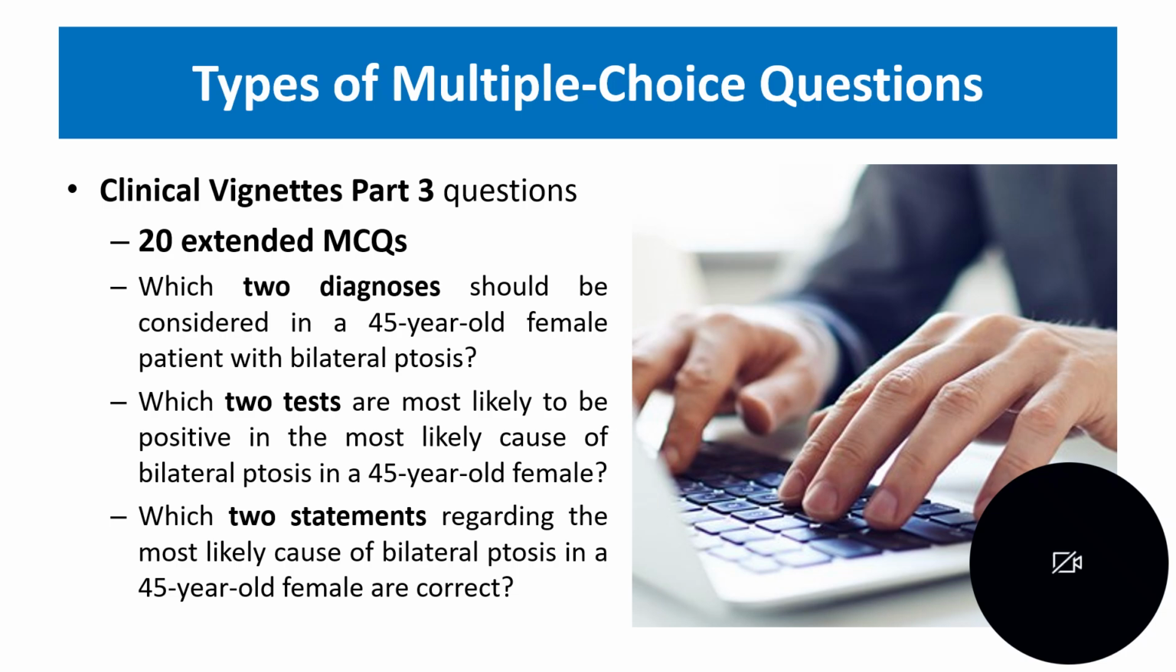Which 2 tests are likely to be positive in the most likely cause of bilateral ptosis in a 45-year-old female? Now, out of the 2 choices we talked about, myasthenia gravis and Lambert-Eaton syndrome, only one is more likely to occur in a 45-year-old female, and that is myasthenia gravis and not Lambert-Eaton syndrome.